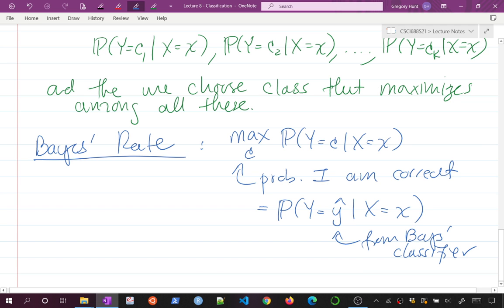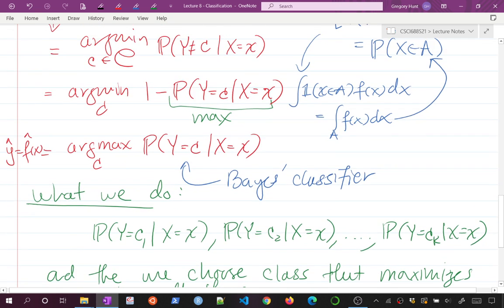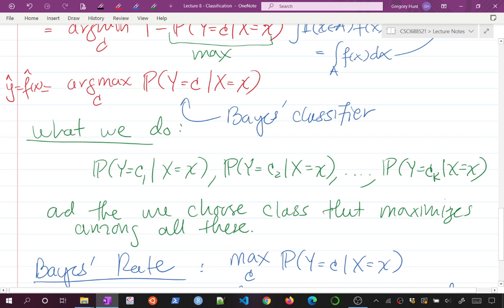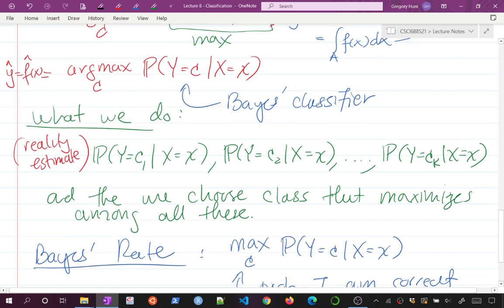Because it's really the probability you're getting it right. Okay. So that's the Bayes classifier, and that's kind of optimal. And so basically what we're going to do is estimate these. In reality, we estimate them, right? If we knew the true relationship between y and x, we could just straight up calculate the Bayes classifier.